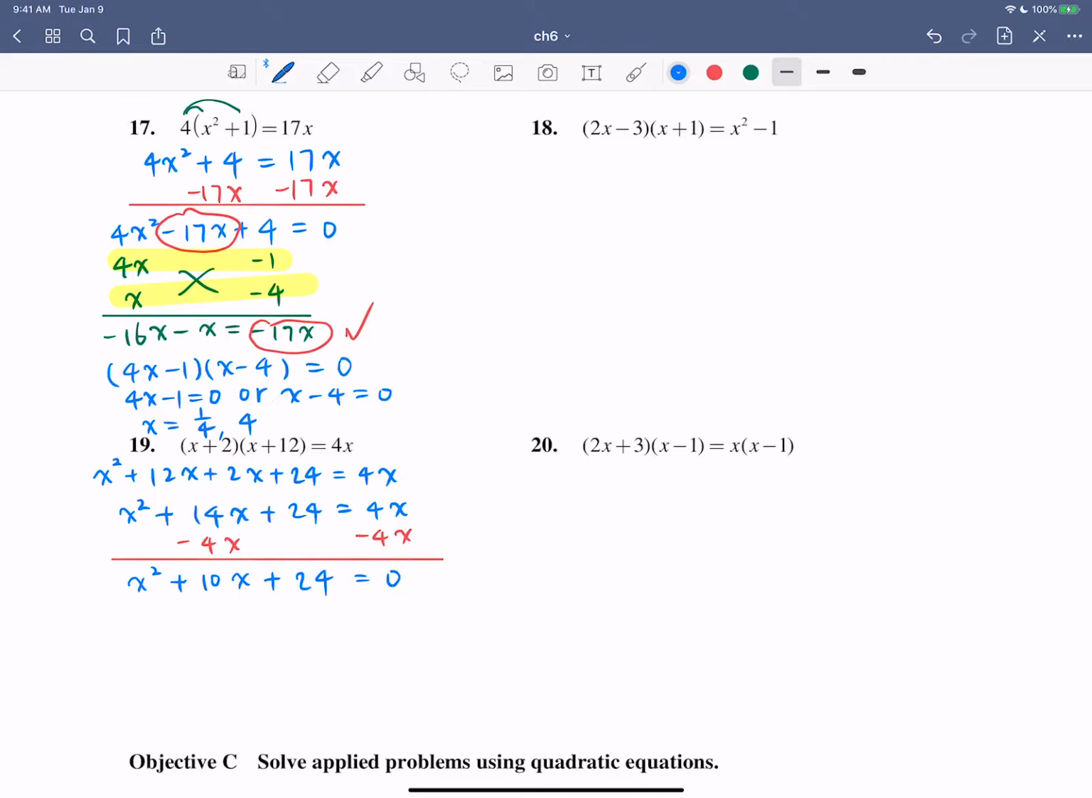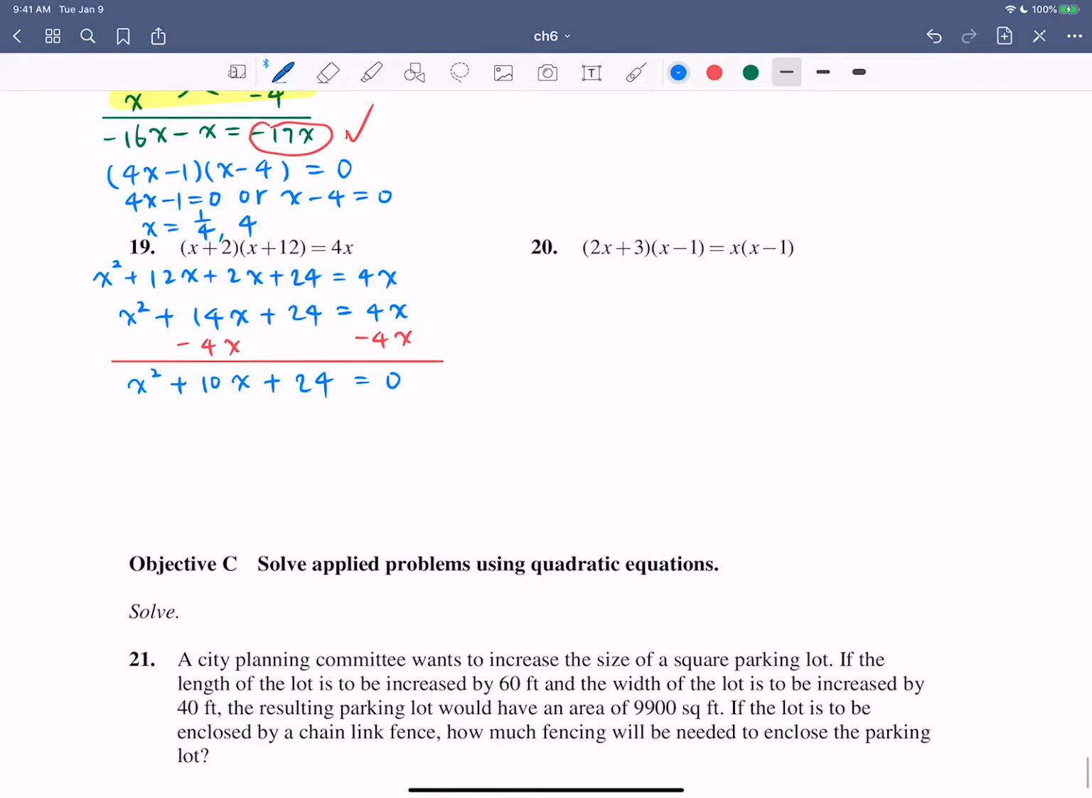So we have this quadratic equation, x squared plus 10x plus 24 equals 0. It's a very simple quadratic expression that can be factored rather easily. And then we apply the zero product property. Each of these two factors could be 0. Solve for x, we obtain two solutions, -4 or -6.